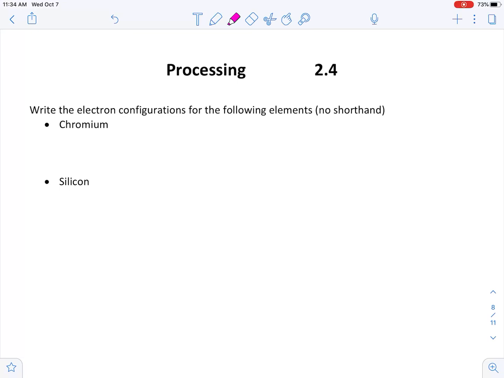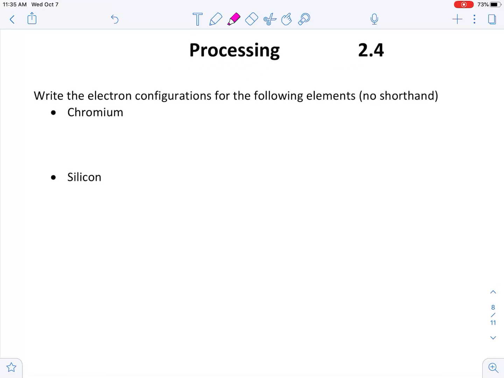Today we have our last little bit of notes, but we're going to take it on two separate videos just because that way you have time to practice each before you do the other one. But you can watch both videos back to back. I just also didn't want to get them too long, okay? So without any further ado, we're going to start with the processing 2.4. This is writing electron configurations, no shorthand, even though we're learning the shorthand today. So go ahead and answer this question, hit pause, and then meet me down on the 2.5.